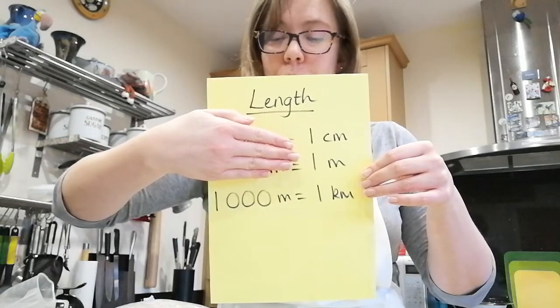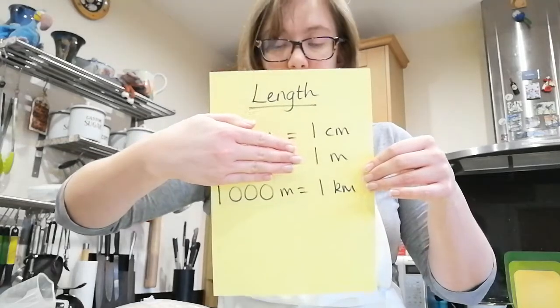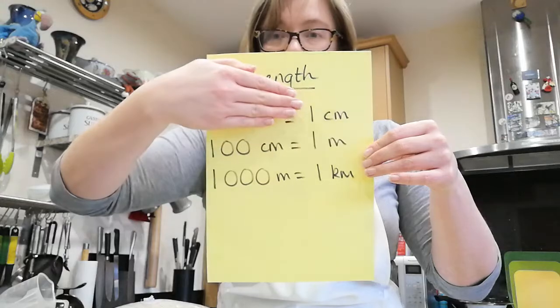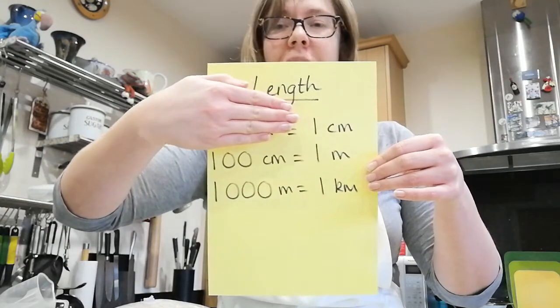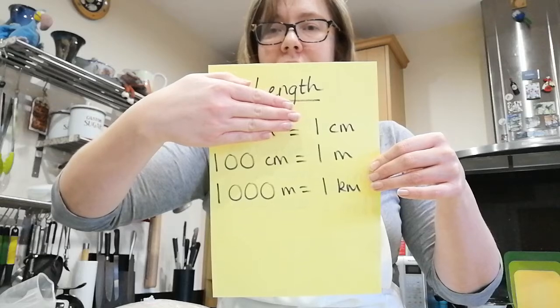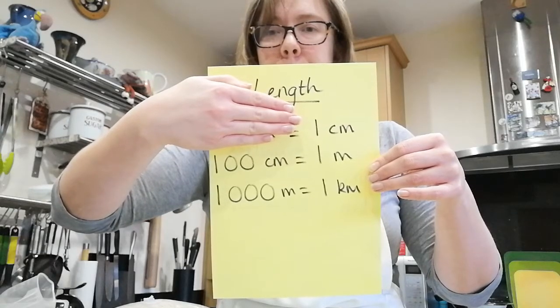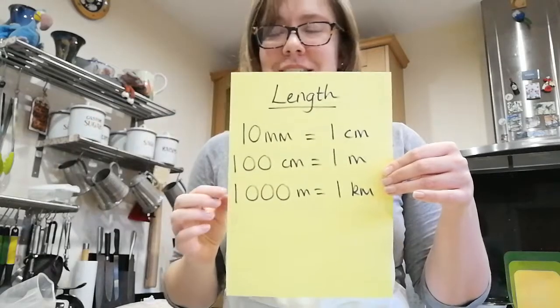Fantastic. How many centimetres are there in 1 metre? There are 100 centimetres in 1 metre. And finally, how many millimetres are there in a centimetre? That's right, there are 10.